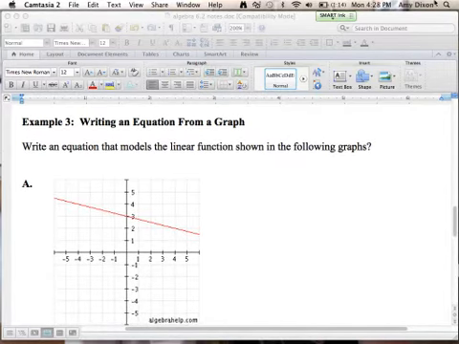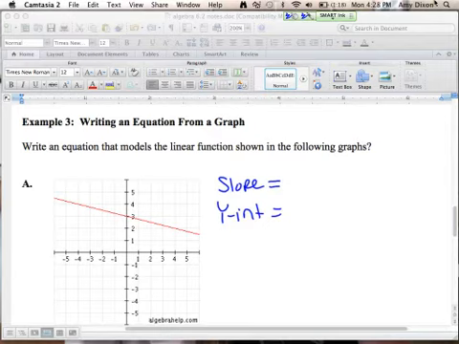Now, we can look at some graphs to figure out what our slope is and what our y-intercept is, and we can write an equation from that graph. So if we're looking at letter A, we have a line, okay? If we can figure out what the slope is and the y-intercept by just looking at the graph, we can write an equation given a graph.